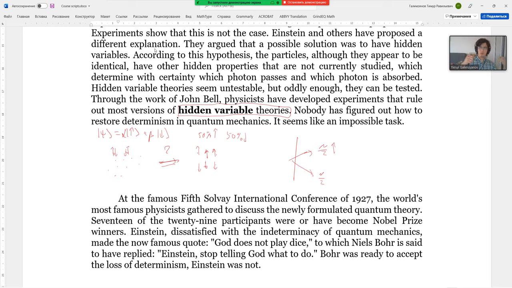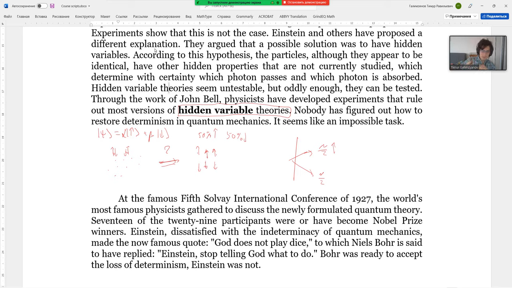Either the result of your experiment is absolutely random, or you have some hidden variable that governs it: the particle has some hidden variable that governs its behavior in the future.